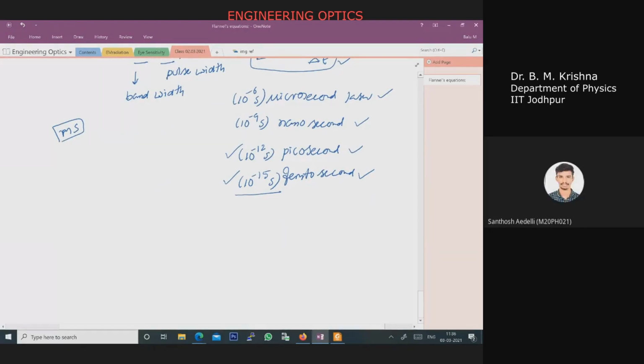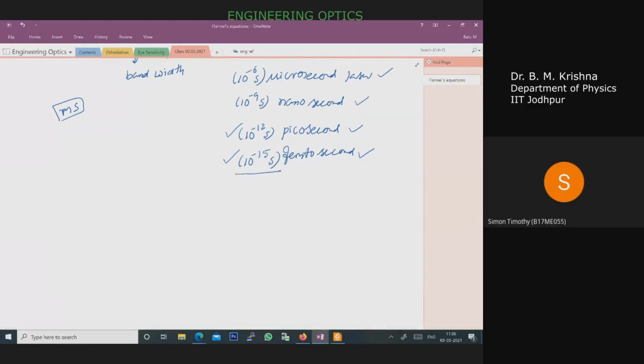So could you explain what actually is pulse width? As in, what do you mean by pulse width?